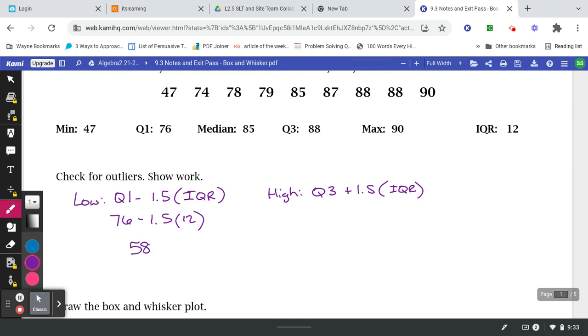Remember, if you are using a calculator, like on your phone or something, make sure you multiply the 1.5 times the 12 and then subtract. Otherwise, your calculator usually does it in a funny order. All right, Q3.